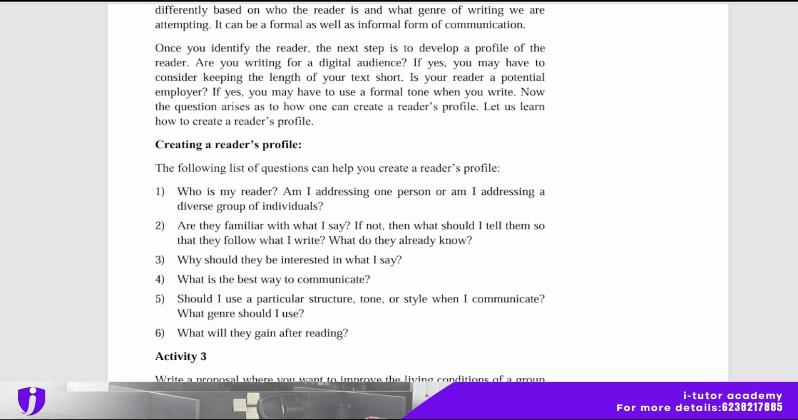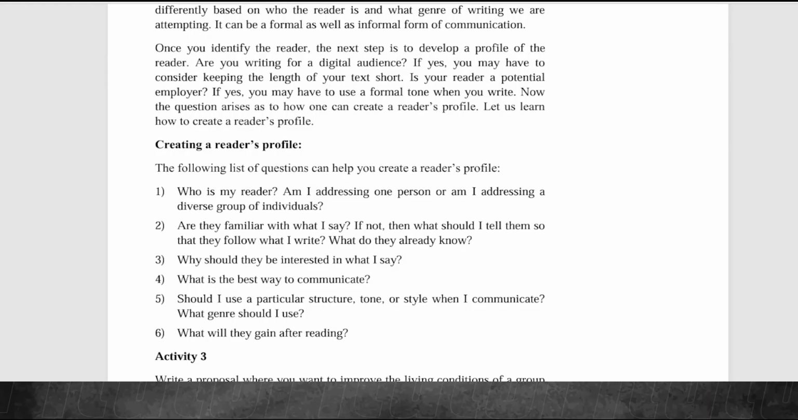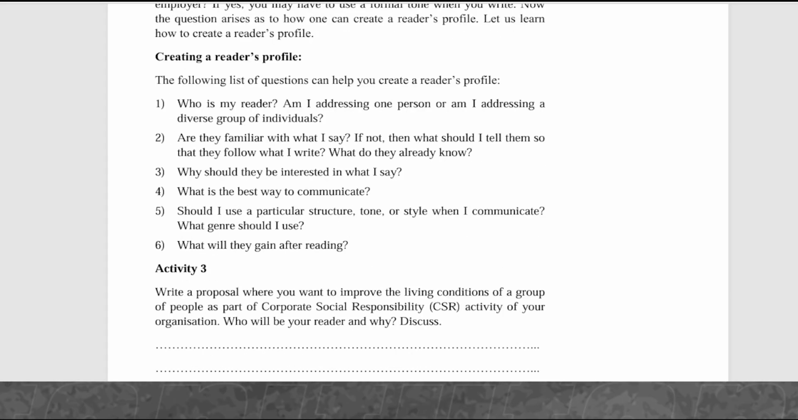Once you identify the reader, the next step is to develop a profile of the reader. Are you writing for a digital audience? If yes, you may have to consider keeping the length of your text short. And if your reader is a potential employer, you may have to use a formal tone when you write. Okay, like that. Creating a reader's profile.